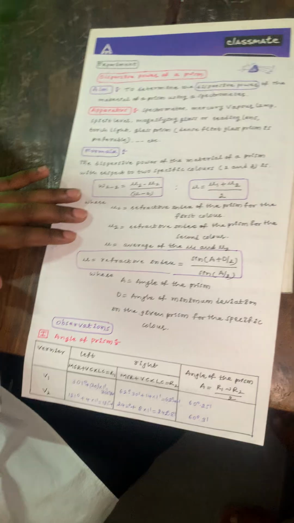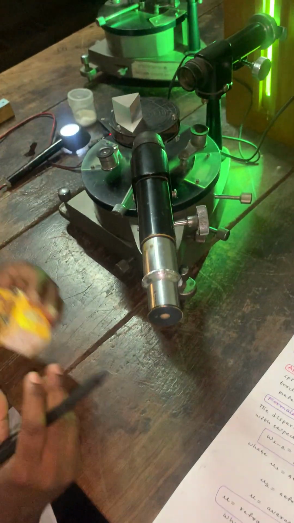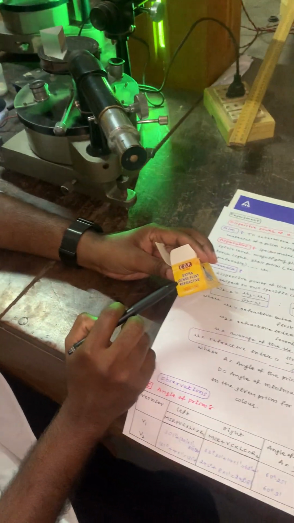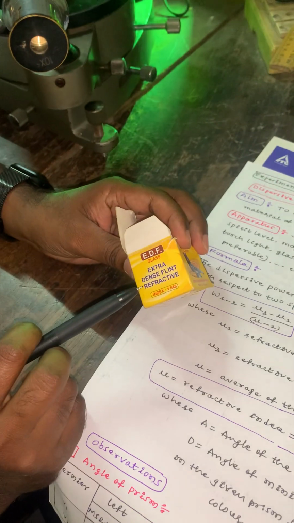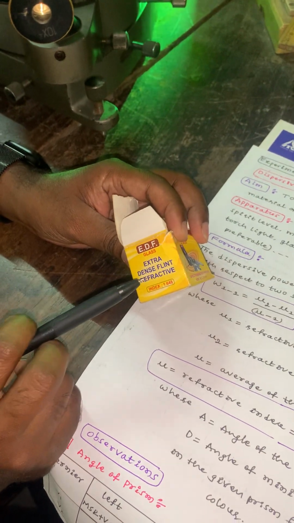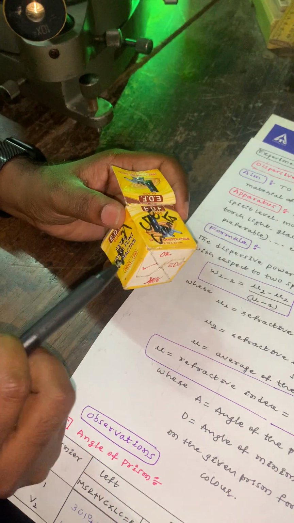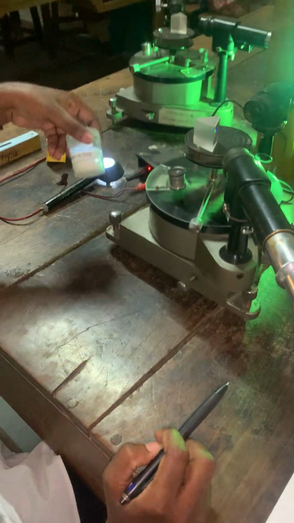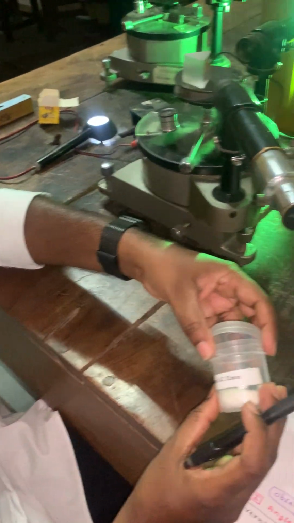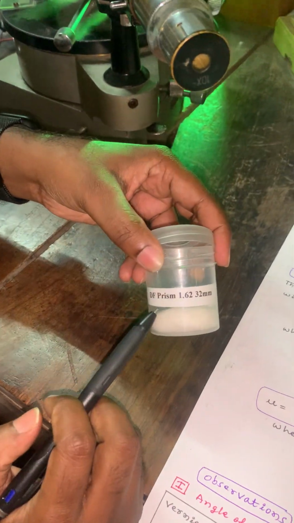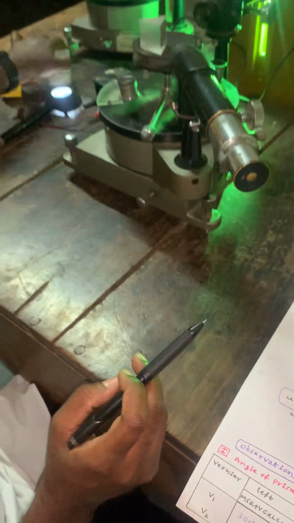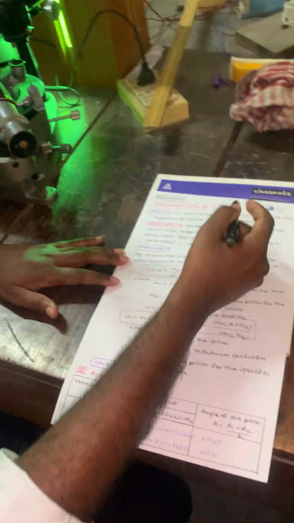Now this is the prism. Maybe you have to take this prism, it has a dense flint refractive index. This prism glass is flint glass, right? Some prisms are also made with crown glass. Suppose this is the 1.6 prism, but they are not giving flint glass only.